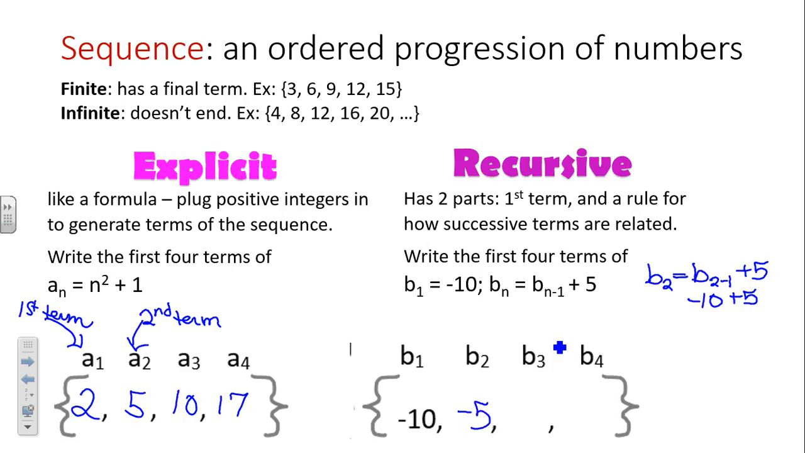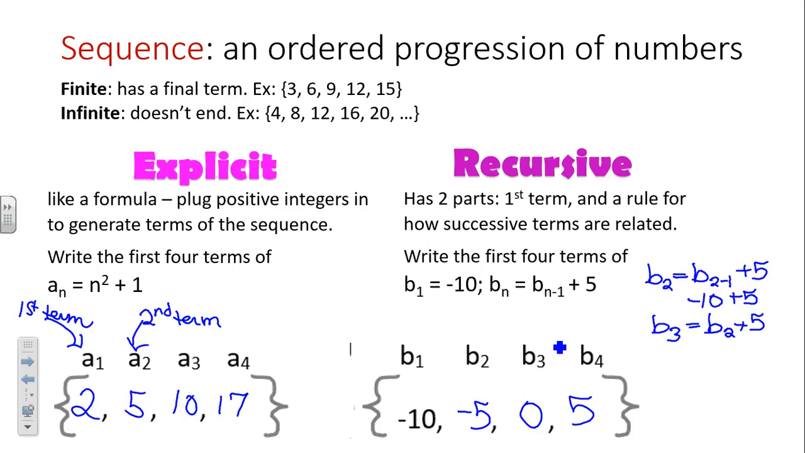B sub 3 is nothing more than b sub 2 minus 1, or b sub 2, plus 5. What was b sub 2? So negative 5 plus 5 is? And what's b sub 4 going to be? Good, because we just keep adding 5, don't we? That's a recursive formula based on the previous term, right? And the first term has to be told, has to be named, listed. Questions on this slide?